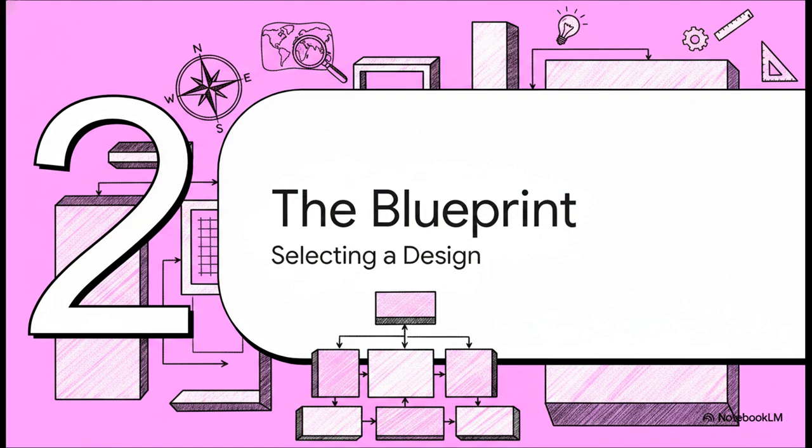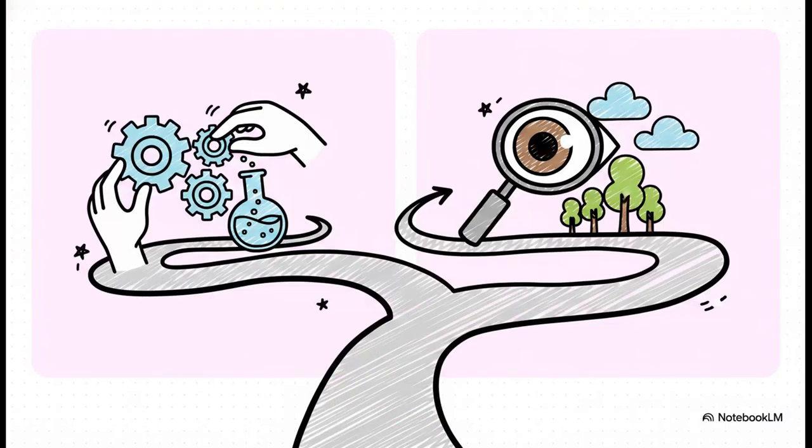Moving on to stage 2, the blueprint, selecting a research design. Now that your variables and hypotheses are locked, you have to pick the actual methodological blueprint. This is your primary fork in the road. Experimental designs, focusing on manipulation and control, versus non-experimental designs, which are all about observation and description. If you want to definitively prove cause and effect, you've got to go experimental. But if you just want to describe a current phenomenon, look at correlations, or survey a population without interfering, you'll choose a non-experimental route.